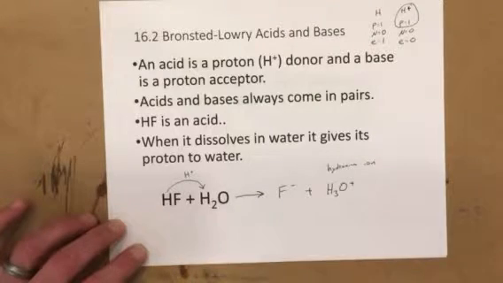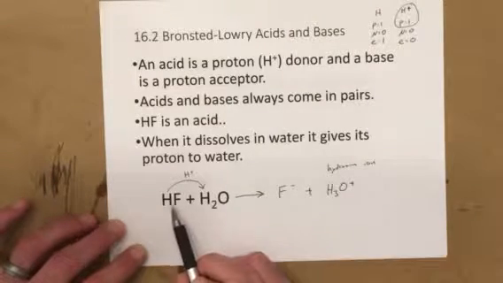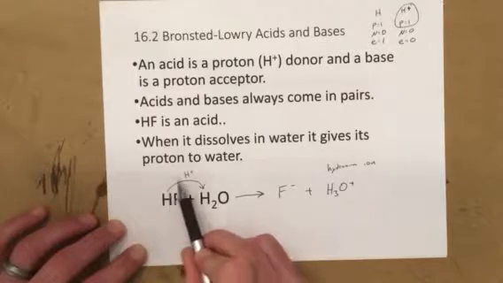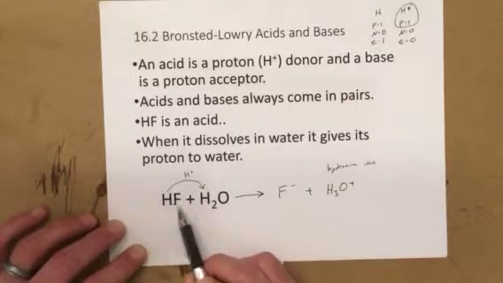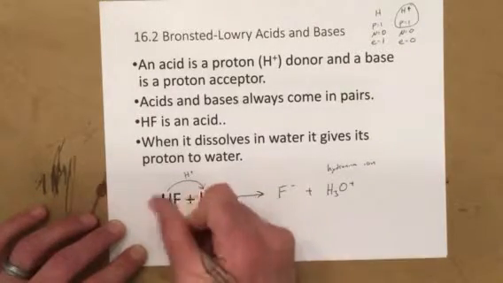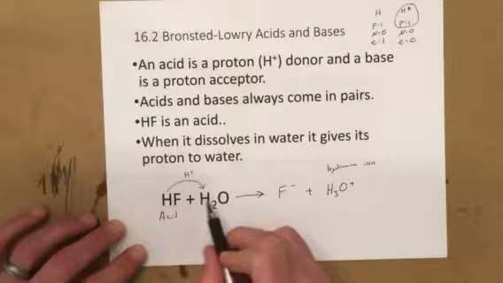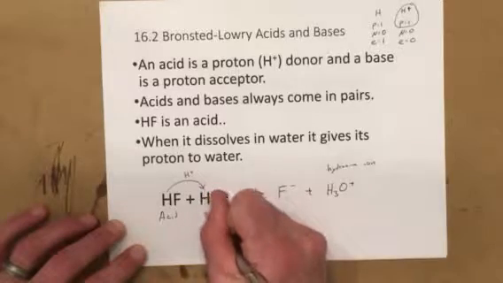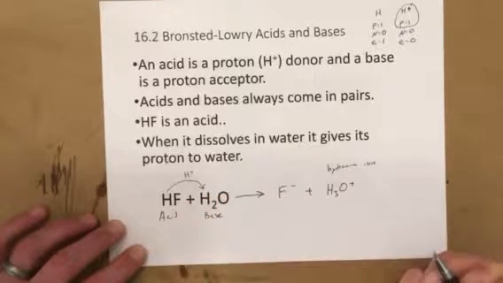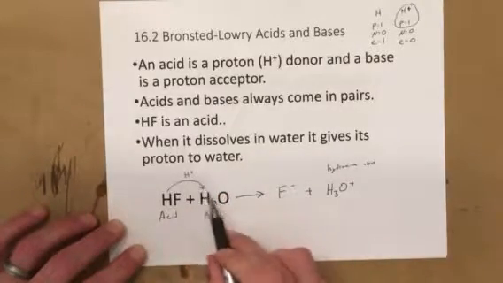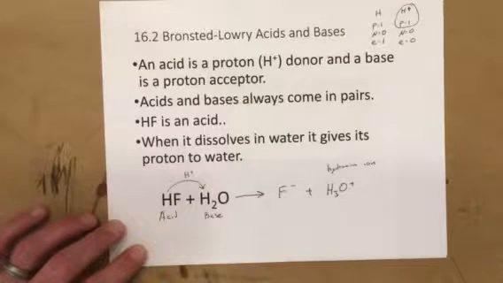In identifying what's the acid and what's the base, if you see an equation like this and you see that the HF has lost the proton, lost a hydrogen, it went from this to this, then you can identify it as the acid. And then water is the thing that's picking up the hydrogen ions. That's your base. So acid is the donor, base is the acceptor of the proton.